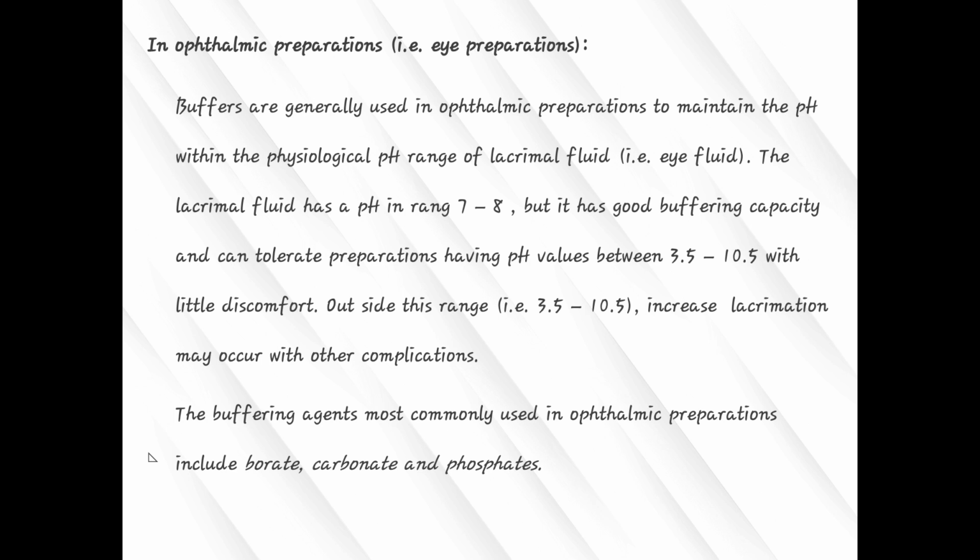Next, ophthalmic preparations, that is eye preparations. Buffers are generally used in ophthalmic preparations to maintain the physiological pH range. The lacrimal fluid, that is eye fluid, has a pH range of 7 to 8, but it has good buffering capacity and can tolerate preparations having a pH value between 3.5 and 10.5.